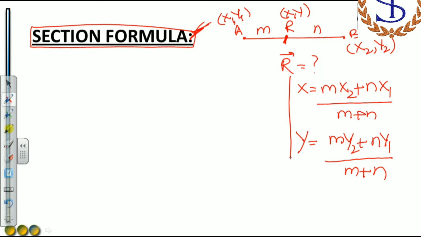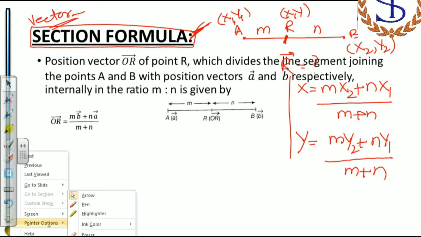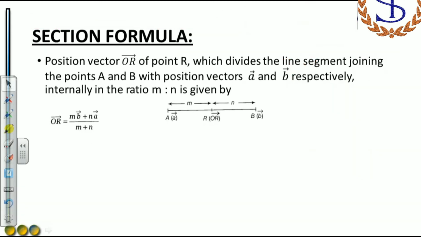The same formula we are going to use in vectors. So what is the section formula in vectors? Section formula in the case of vectors: the position vector OR of point R, which divides the line segment joining the points A and B with position vectors A and B respectively, internally in the ratio m:n.